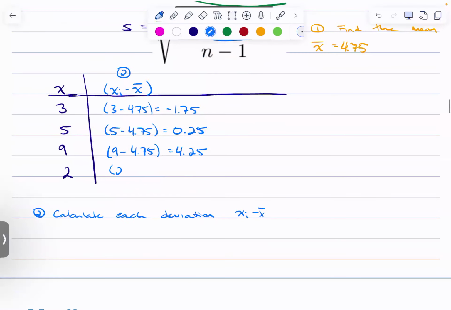And how far is 2 from 4.75? Notice that you get positive values if it's above the mean and negative values if it's below the mean, right? And so we need to handle that.